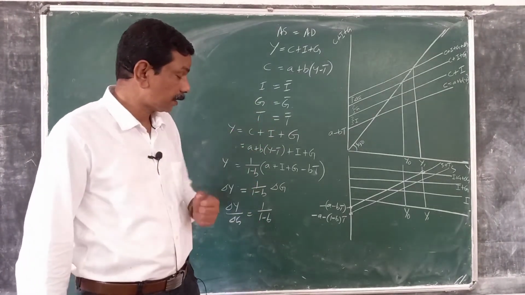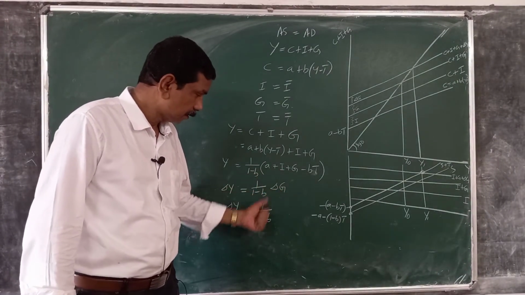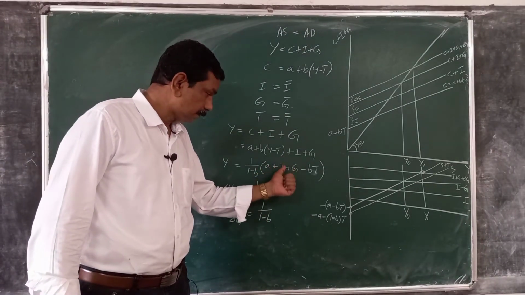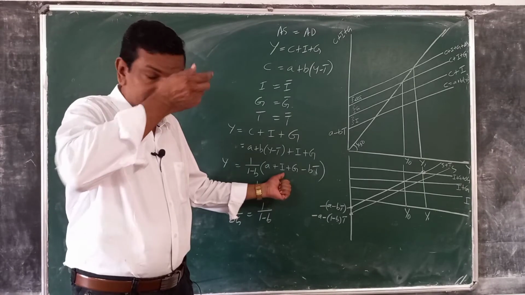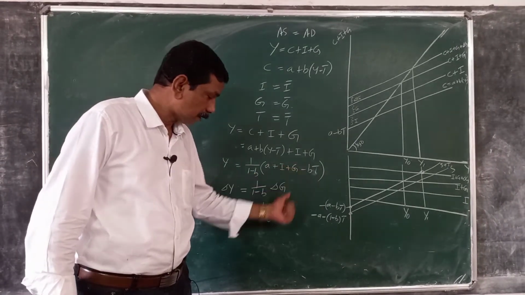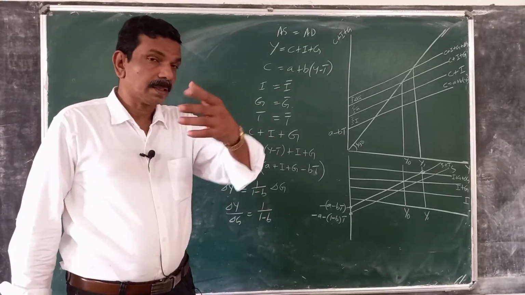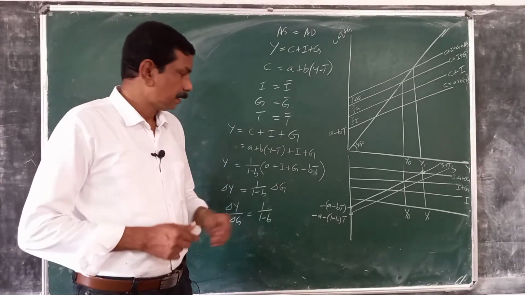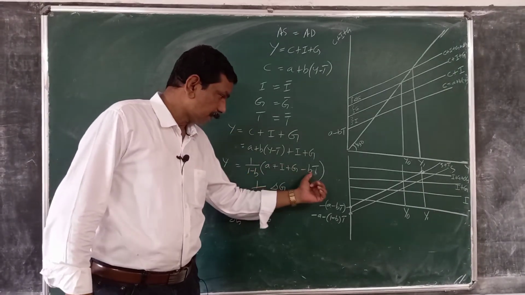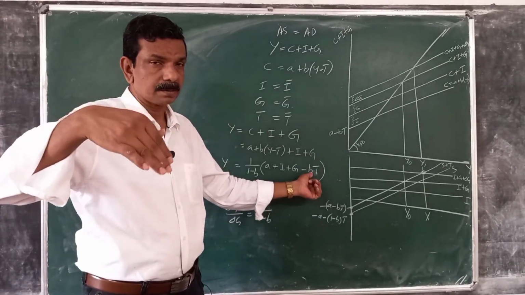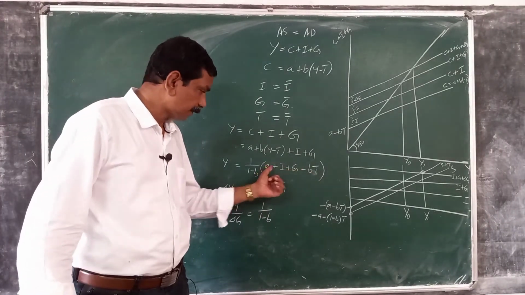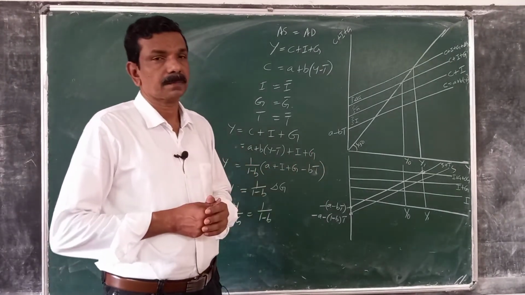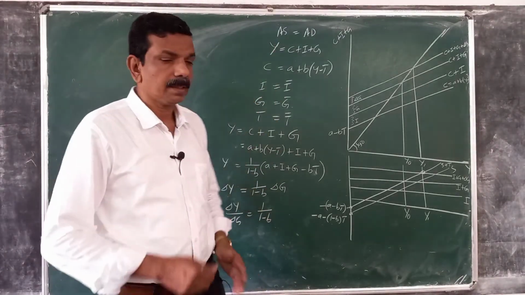And as we have discussed earlier, the value of the multiplier resulting from an autonomous change in consumption expenditure, in investment expenditure, or in autonomous government expenditure, all these multipliers are identical. But the impact of the tax multiplier is different. It is b by (1 minus b). The value of the multiplier is 1 less than the value of any of these multipliers. Not only that, it is opposite in sign. So this is the government expenditure multiplier.